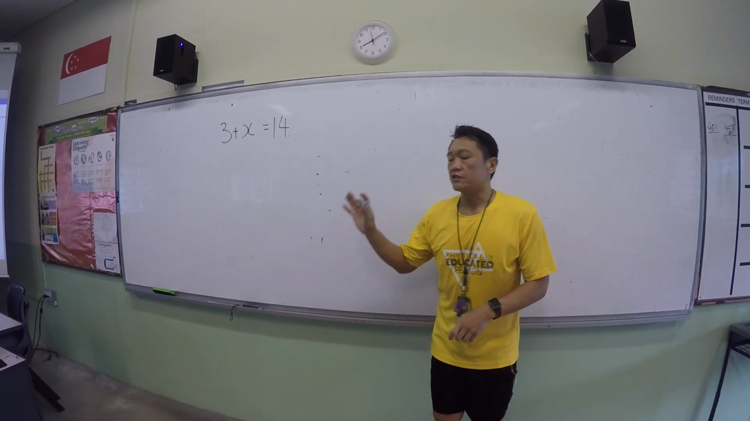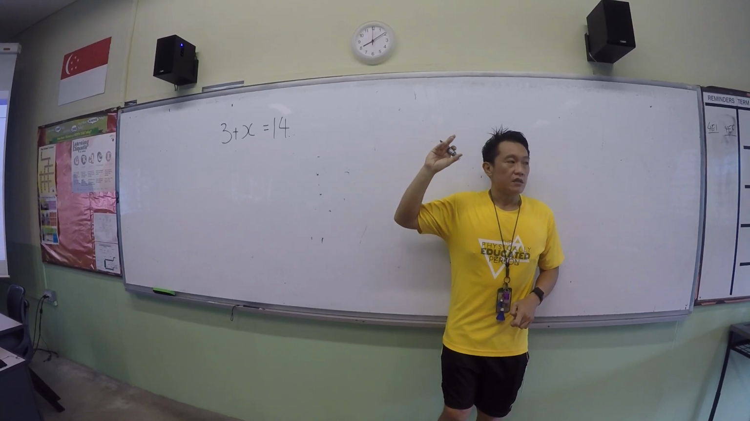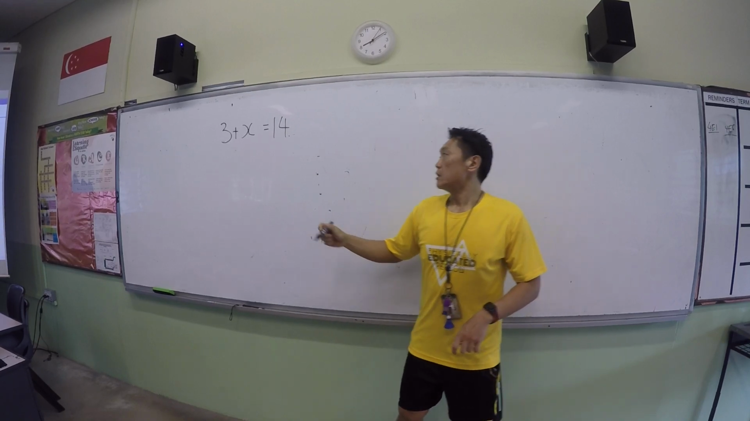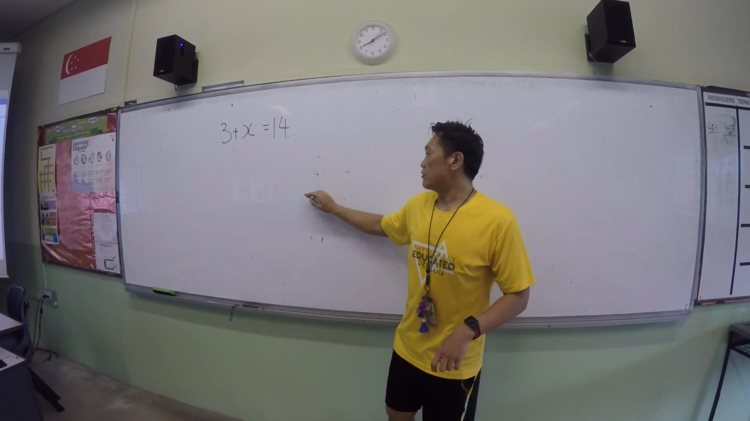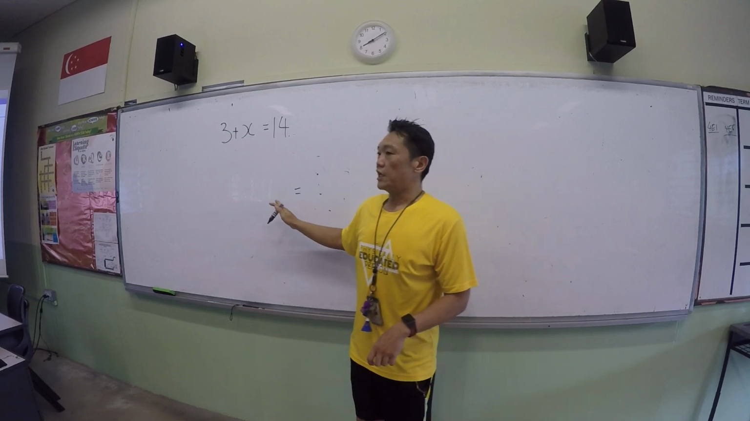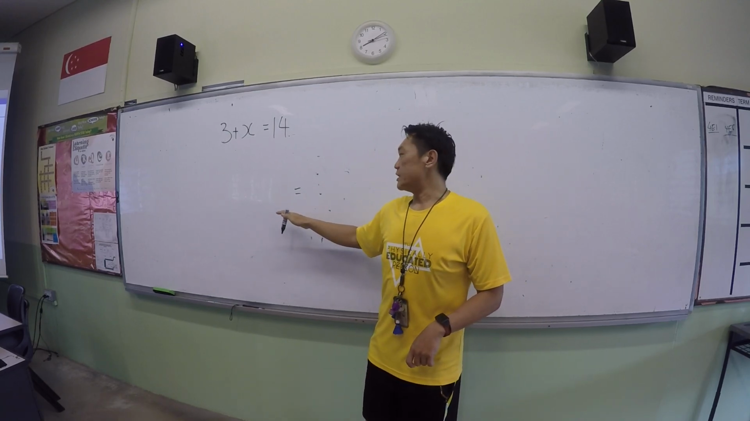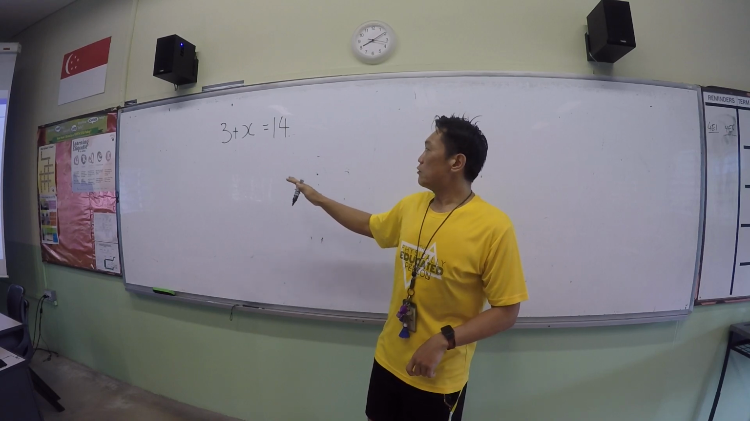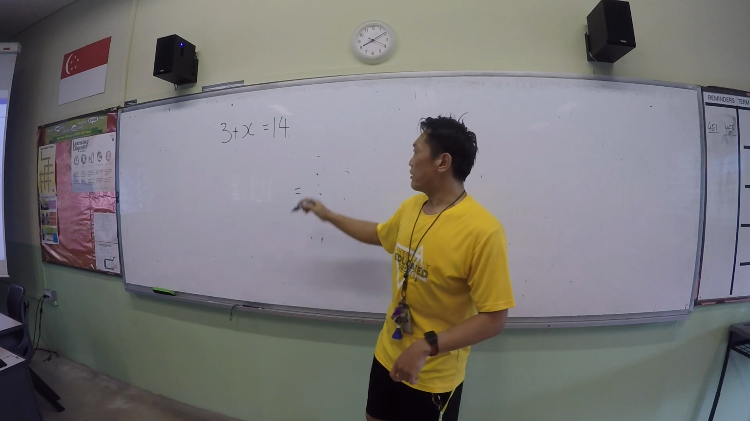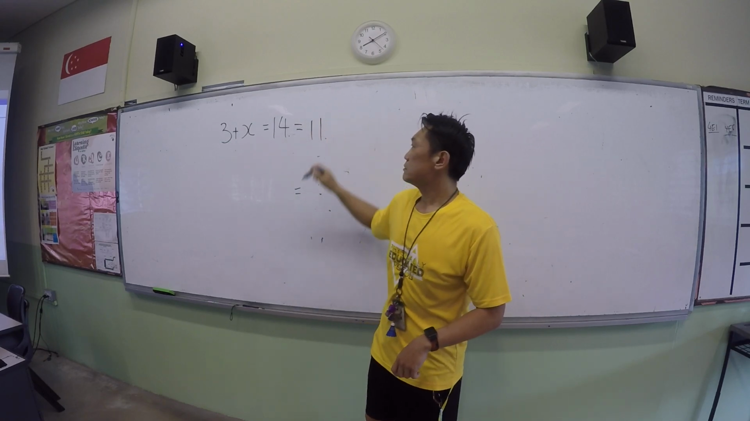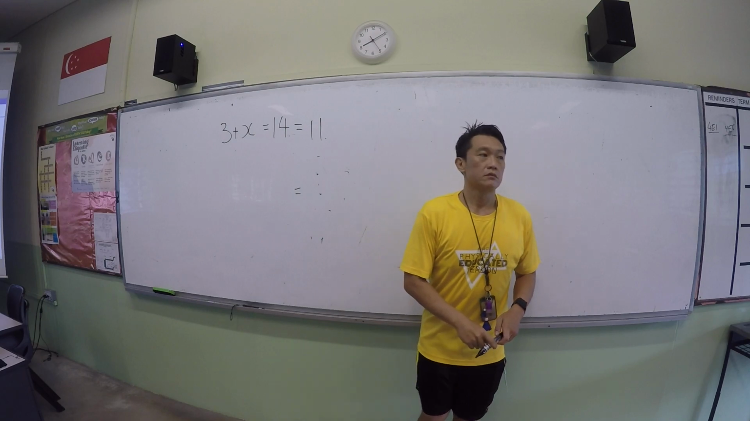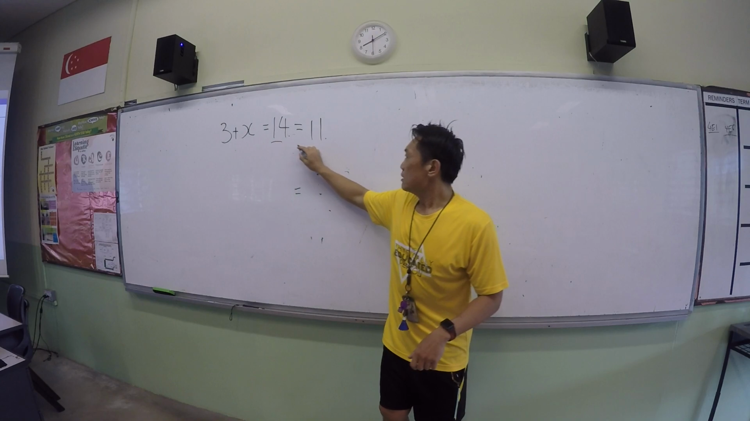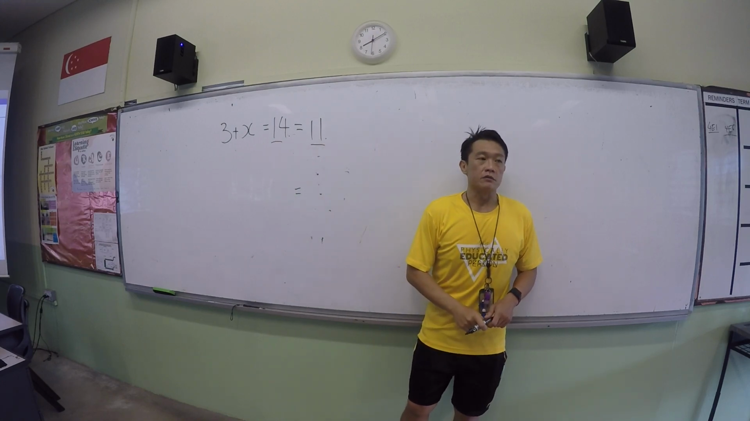Listen. Remember, the equal sign has only one meaning. Anytime you write an equal sign, it means the same. What is on the left is the same as what is on the right. So when you answer your question by writing this, what this equal sign means is 14 is the same as 11.